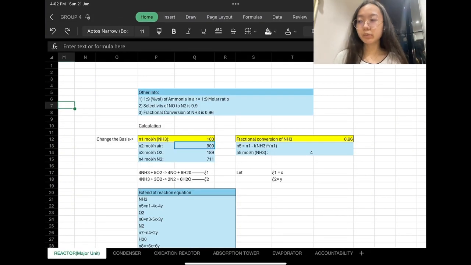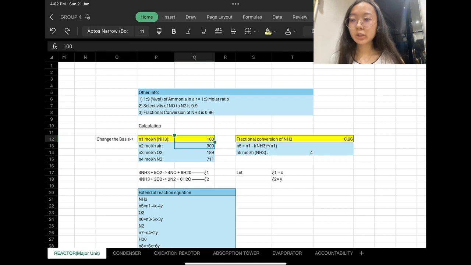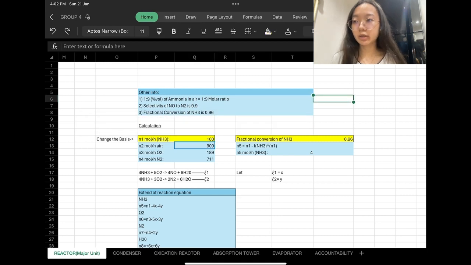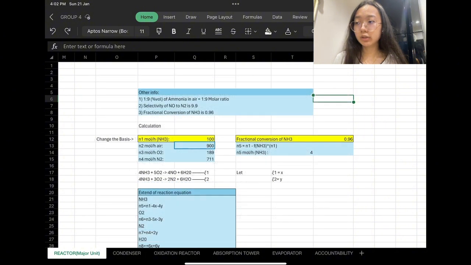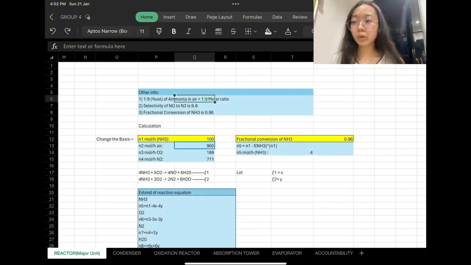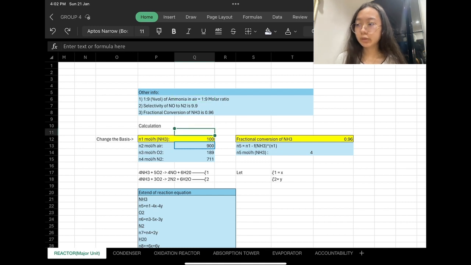Let's move on to the calculation. I will take 100 mole per hour of ammonia as our basis in this case. But before that, let's take a look at other information here. From these three literature sources I found online, we should introduce a ratio of 1 to 9 volume percent of ammonia in air into the first reactor, which means when I introduce 100 mole of ammonia gas, 900 mole of air should be added also.